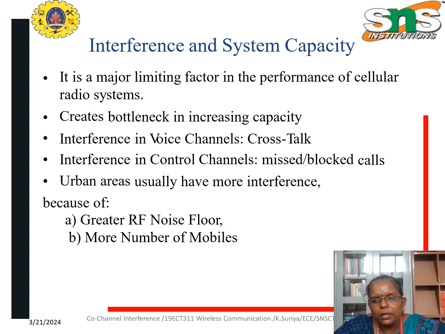Interference is a major limiting factor which affects the capacity, or say the performance, of cellular systems. It creates a bottleneck in increasing the capacity. There are two types of interference, either in the voice channel or the control channel. An example for interference in the voice channel is crosstalk, and in the control channel it is blocked or missed calls. In general, interference is more in urban areas than in rural areas, because of the greater RF noise floor and the larger number of mobile phones.